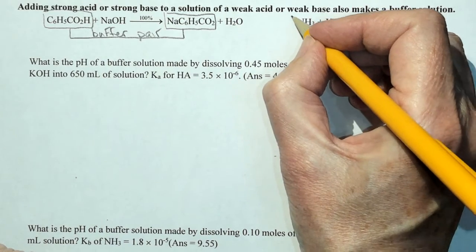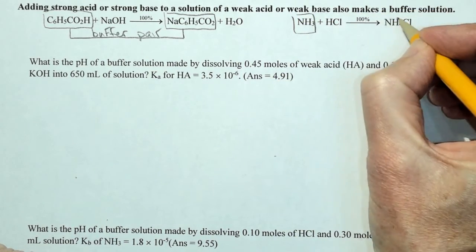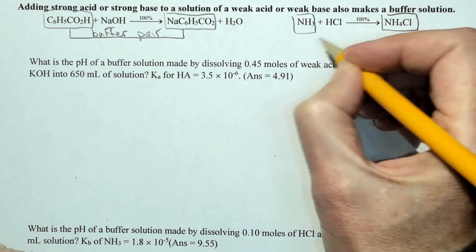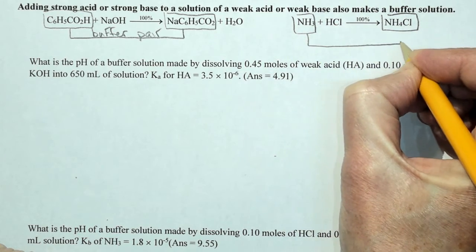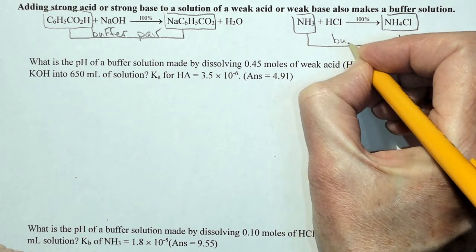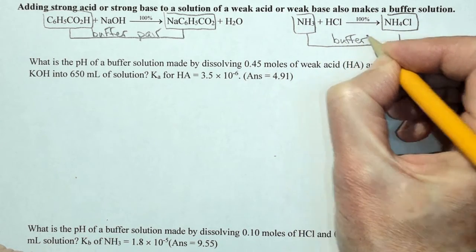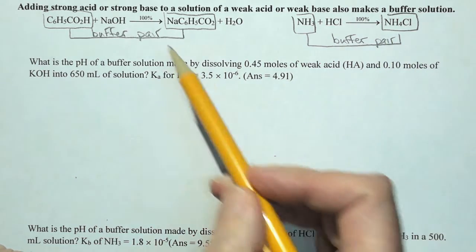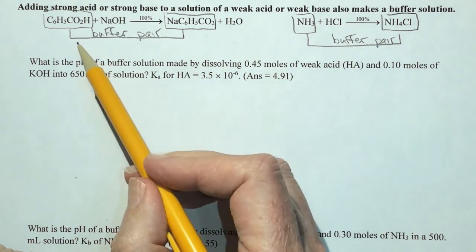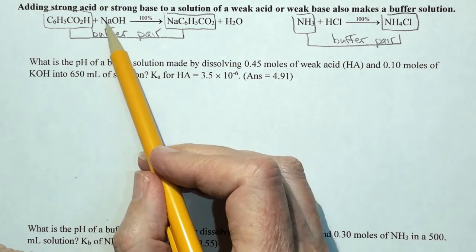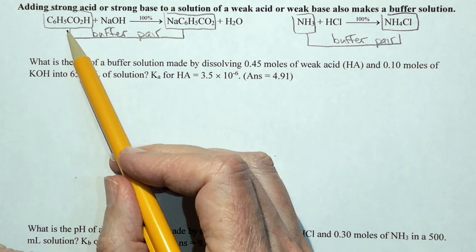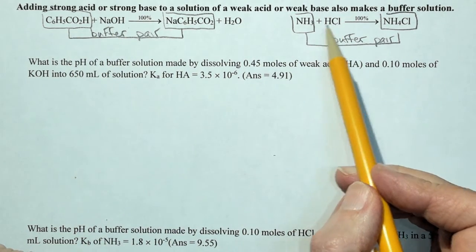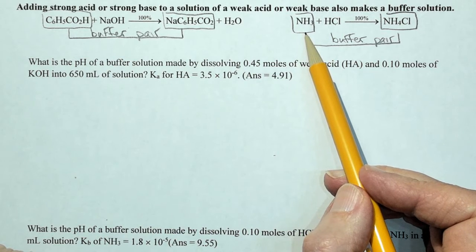Likewise, here we have a weak base being titrated by the strong acid HCl, and we are forming another buffer pair. So what I'm going to go through is the calculations for both types of systems. First we'll titrate or add sodium hydroxide to acetic acid, and then we will add hydrochloric acid to ammonia.